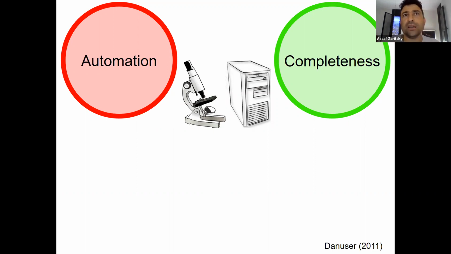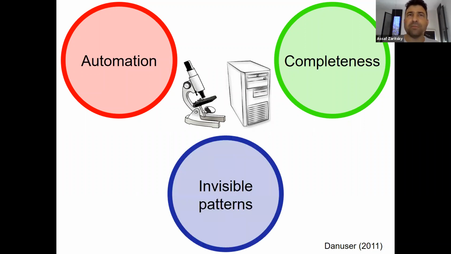Then we need to be able to not focus on a specific subset of cells based on our biased decision, but be able to look at the whole distribution, and then maybe we'll find something in a rare subgroup of cells. And the most exciting is finding invisible patterns. So being able to find something in the data that the human eye cannot capture.